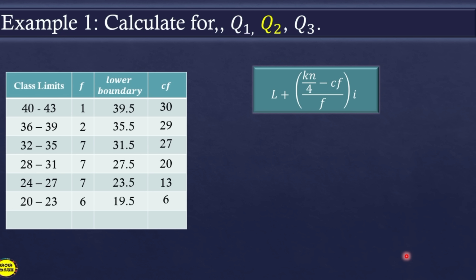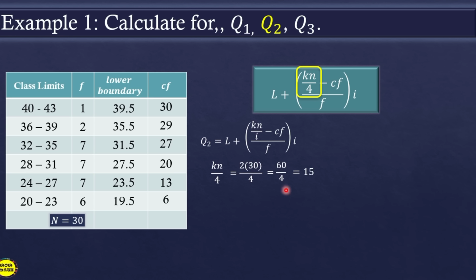Okay, second quartile naman tayo. So, same lang din yung gagawin natin. Gamit yung formula, that is kn divided by 4. But yung k natin dito, 2 na kasi second quartile na yung hinahanap. So, 2 times 30, that is 60. 60 divided by 4, the answer is 15.